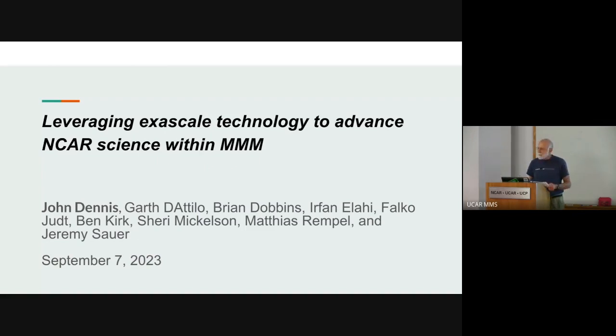Our speaker is John Dennis. He's a scientist in CISL, has a PhD in computer science. John co-leads a research group that focuses on improving the ability of large-scale geoscience applications to utilize current and future computing platforms. His research interests include parallel algorithm and compiler optimization, graph partitioning, I don't know what that is, and data-intensive computing. And today's talk, leveraging exascale technology to advance NCAR science within MMM.